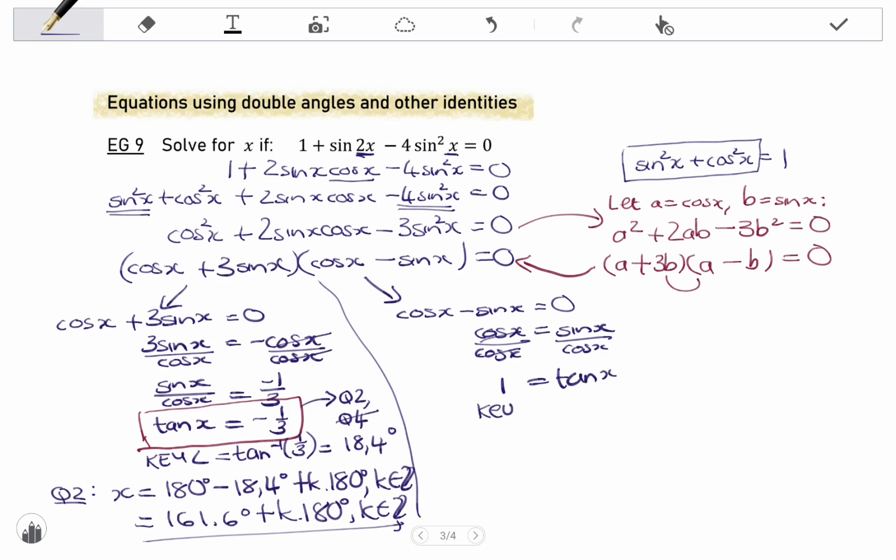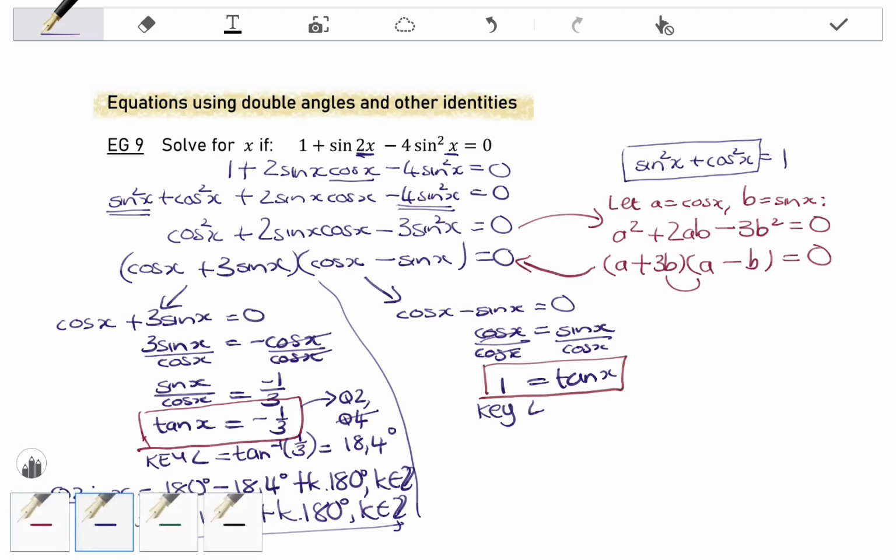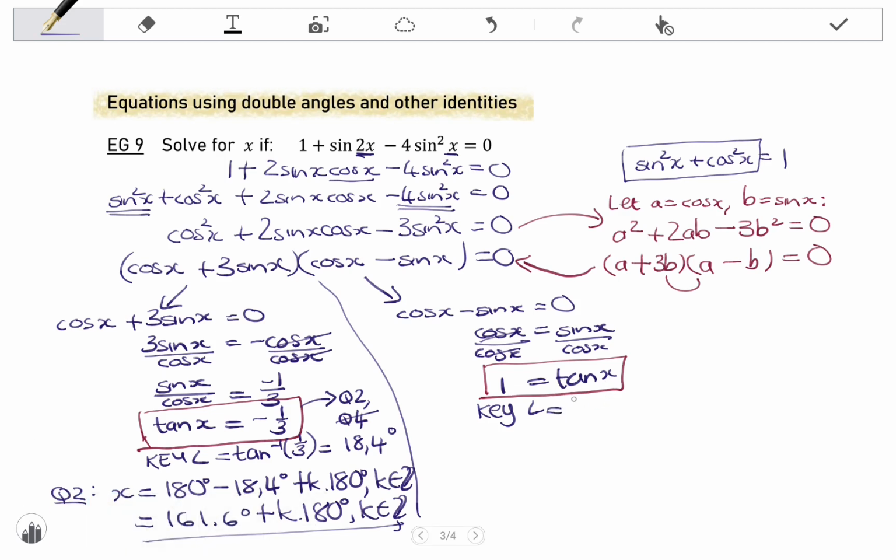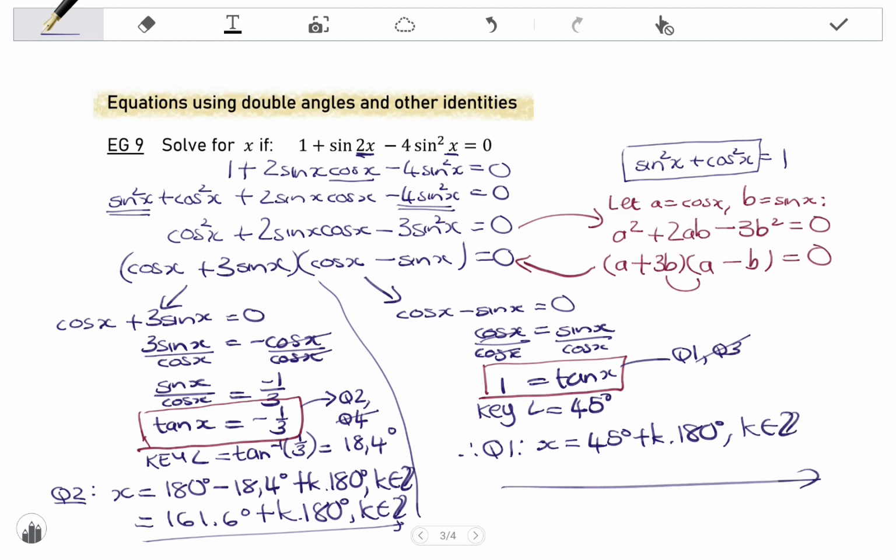Now we can find our key angle because we have our one trig function equal to a value. Our key angle, tan x equal to 1, is a significant point on the tan graph. That is where x is 45 degrees. Now, 1 is a positive value, so we're looking at quadrants 1 and 3, where tan is positive. But again, because of the period of the tan graph being 180, we only need one of these quadrants. So, quadrant 1, my angle x is equal to the key angle plus multiples of the period, so 180 degrees, where k is an element of integers.